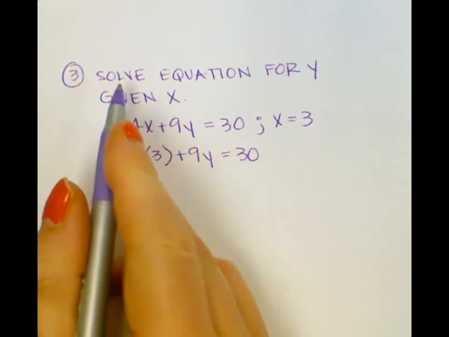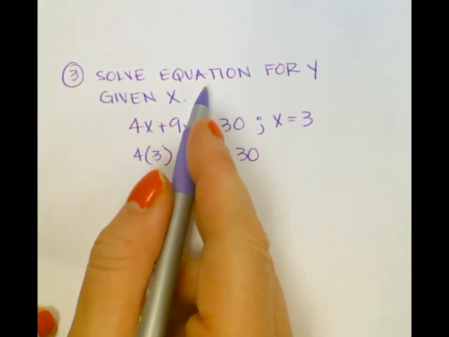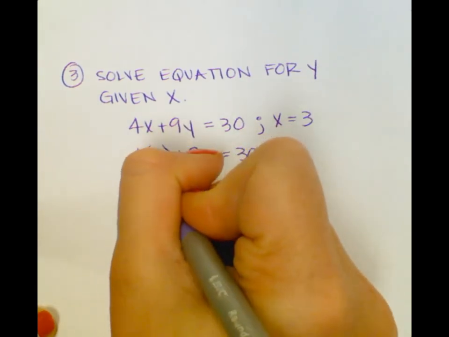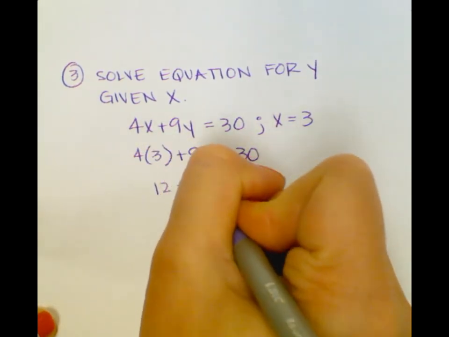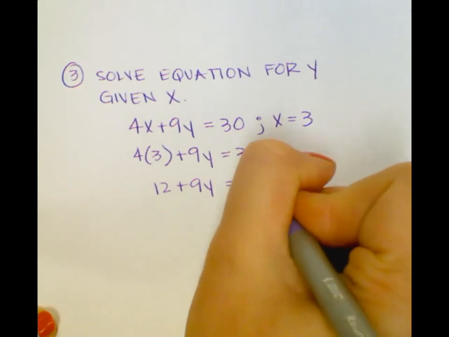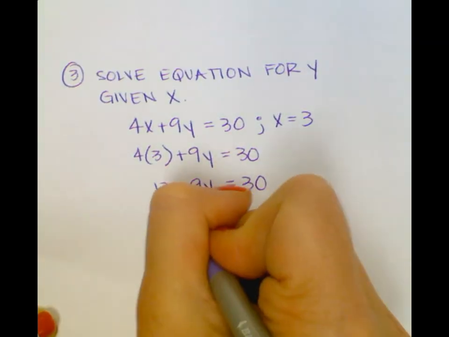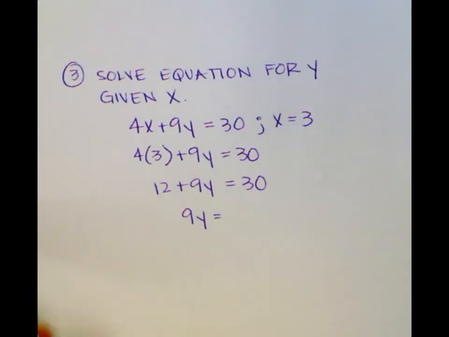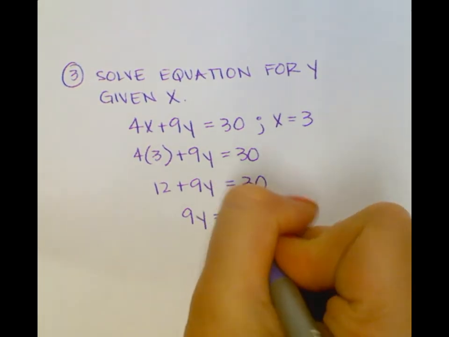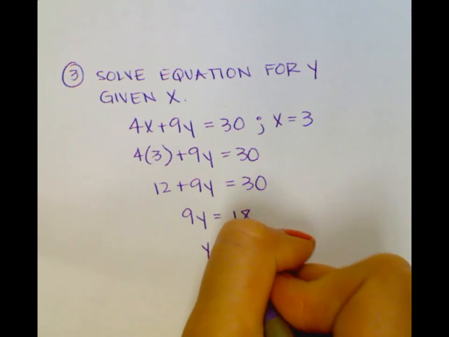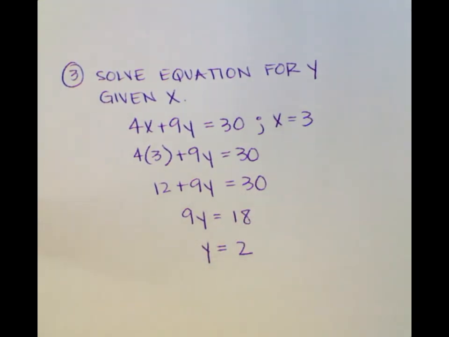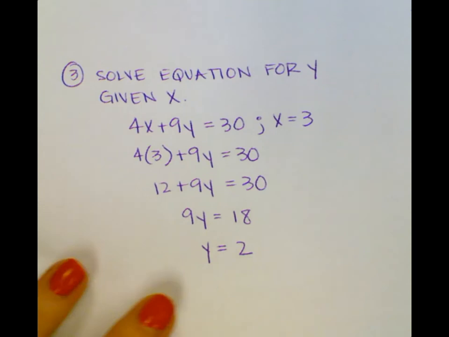And now it says solve the equation for y. So now I'm going to solve it for y. So 4 times 3 is 12. I'm going to subtract off that 12. So 30 minus 12. And then I'm going to divide by 9. So y is 2. Okay, so anytime it asks you to solve the equation for y given x, you take that x and you plug it into the equation and just finish it by solving for y.